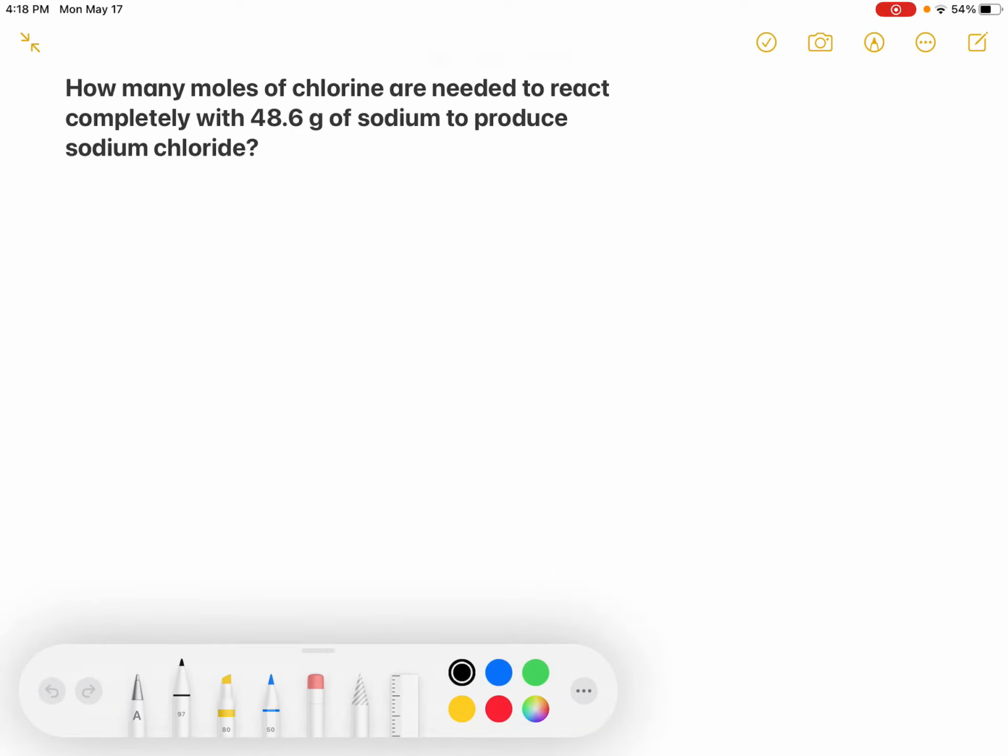Okay, we are back now with another stoichiometry sample problem, only this time we're going to be looking at a mass to mole problem. The way that you can identify that is simply by going to the question, which says, how many moles of chlorine are needed to react completely with 48.6 grams of sodium to produce sodium chloride?